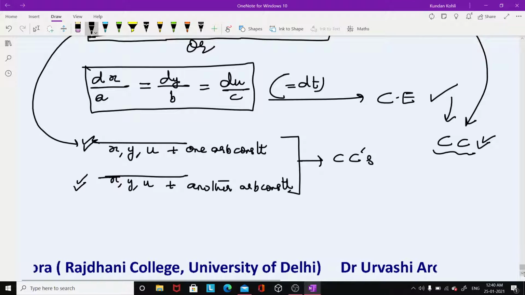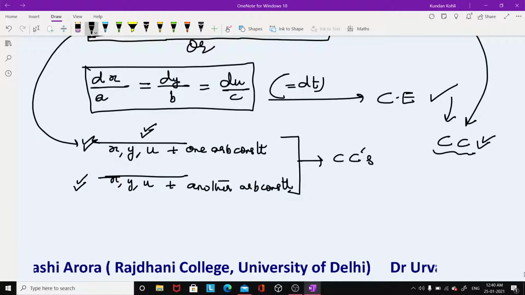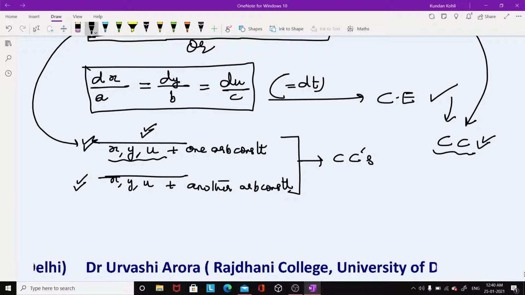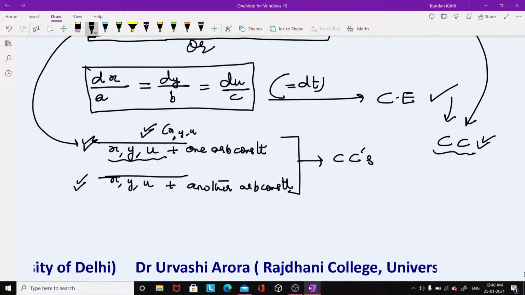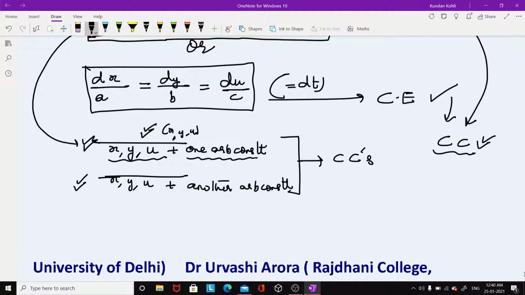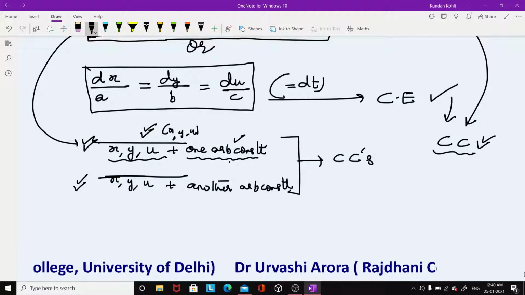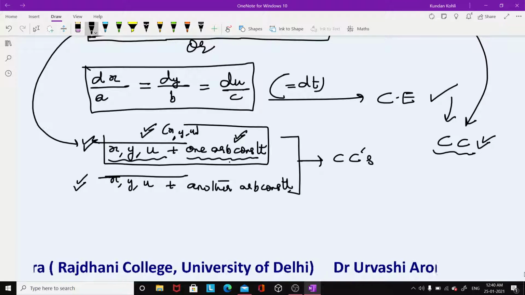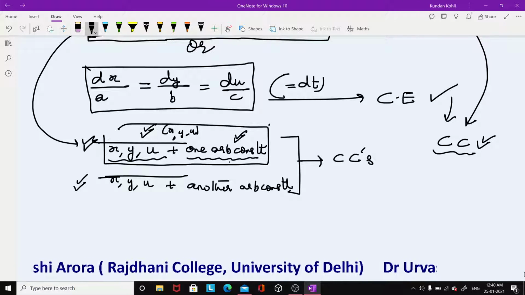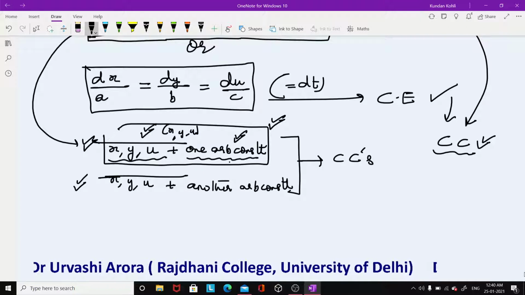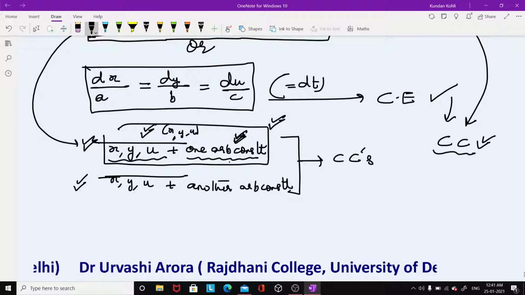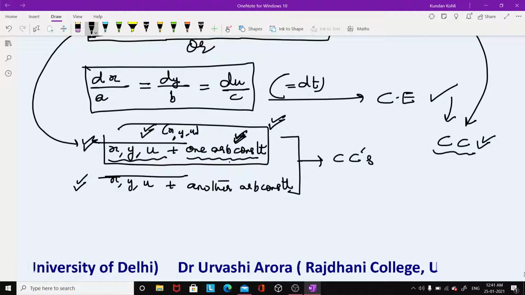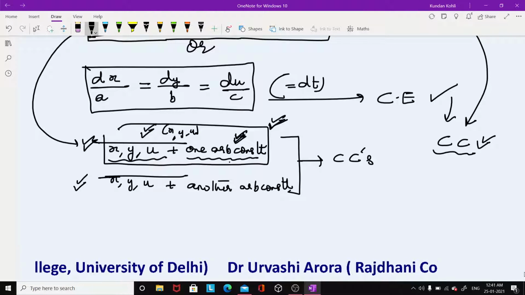As far as the first relation is concerned, this is a relation in x, y, u, so it's a surface in the xyu space involving one arbitrary constant or one parameter. So this first relation will represent a family of surfaces, because here the arbitrary constant can have any value. So this is not one surface, but a family of surfaces in the xyu space.